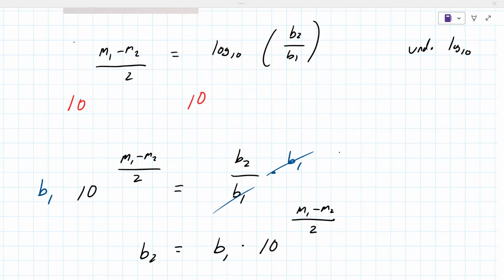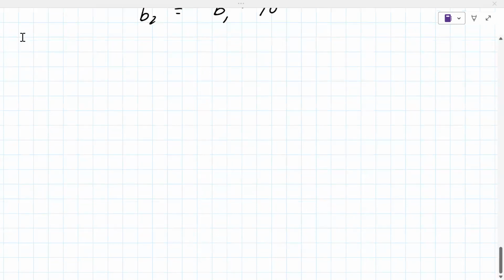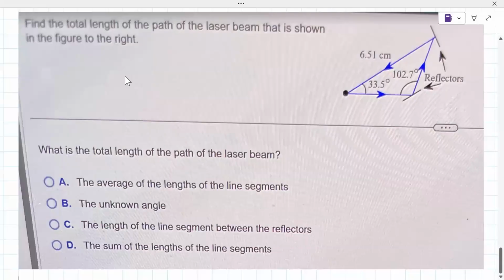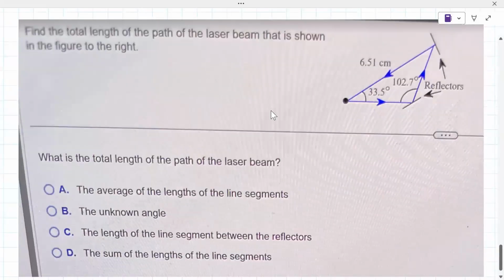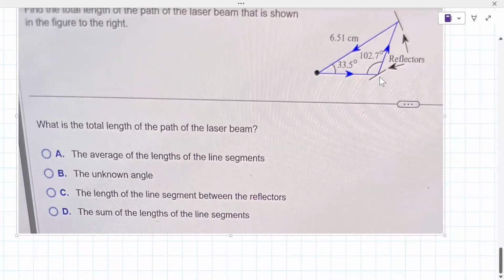I guess we can do this first question. Multiple choice here. It says find the total length of the path of the laser beam that is shown to the right. So we assume it starts here, goes up, comes down. We did an airplane problem like this. It's really just a triangle with some angles and sides. The total length of the path of the laser beam is the sum, add them up, of the lengths of the line segments.